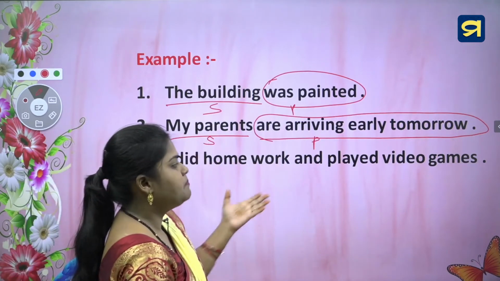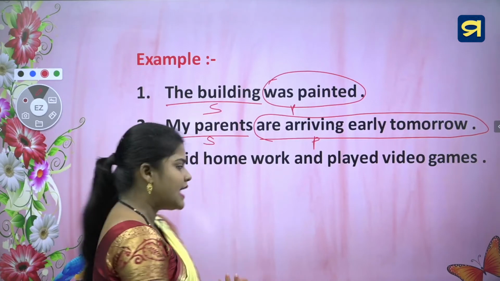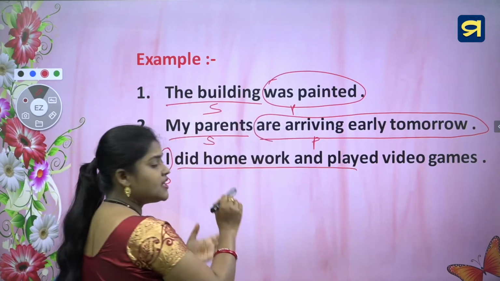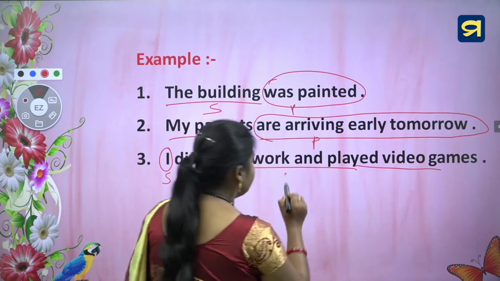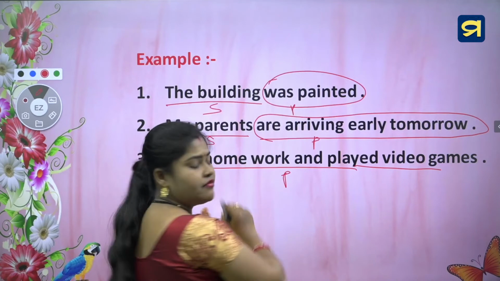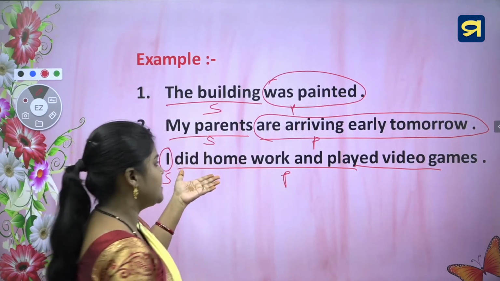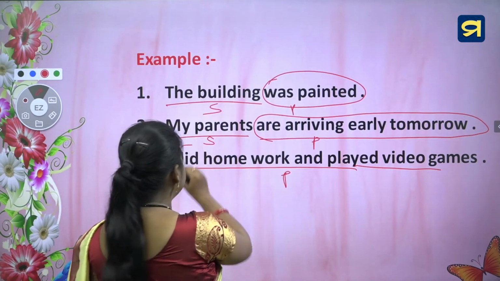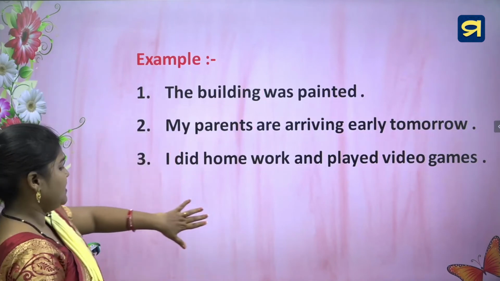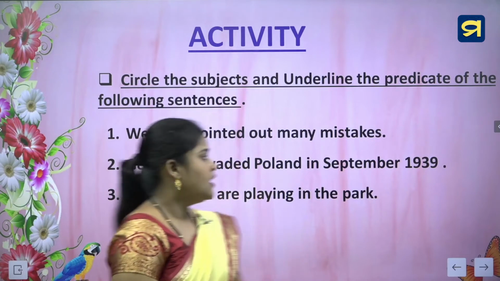Next, I did homework and played video games. So who did homework and played video games? I. So obviously I is the subject, and did homework and played video games is the predicate. See, in the first sentence there is an auxiliary verb and there is a main verb. In the second sentence likewise, but in the third sentence there are two verbs, that is did and played.